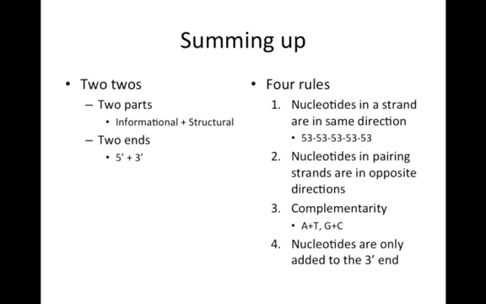Okay, so just summing up, we talked about these 2 2s. We had our 4 points, but 2 of them overlap with the 4 rules. So let's just talk about the 2 2s. Nucleotides have 2 parts, an informational part and a structural part, and they have 2 ends, a 5' end and a 3' end. Then we have our 4 rules. Nucleotides in the same strand are in the same direction. So here's a nucleotide that's 5' to 3', 5' to 3', all in the same direction. Nucleotides in pairing strands are in opposite directions. We have complementarity, where A and T pair with each other, and G and C pair with each other. And finally, perhaps the most unfamiliar one, is that nucleotides are only added to the 3' end.